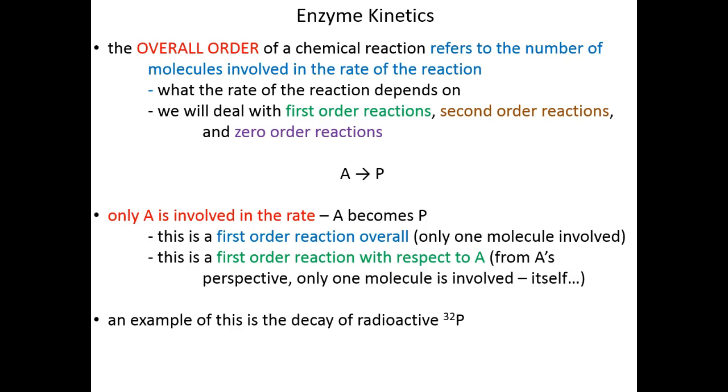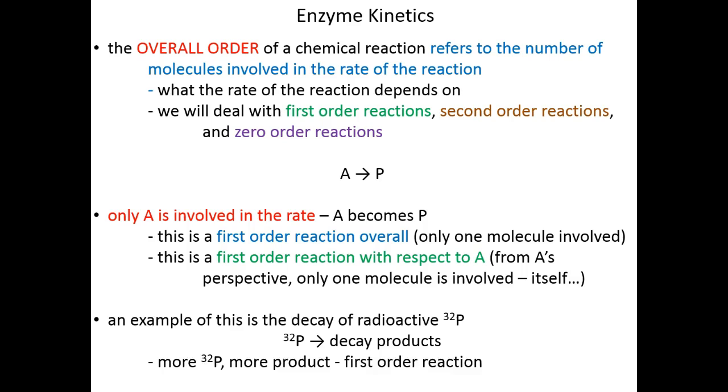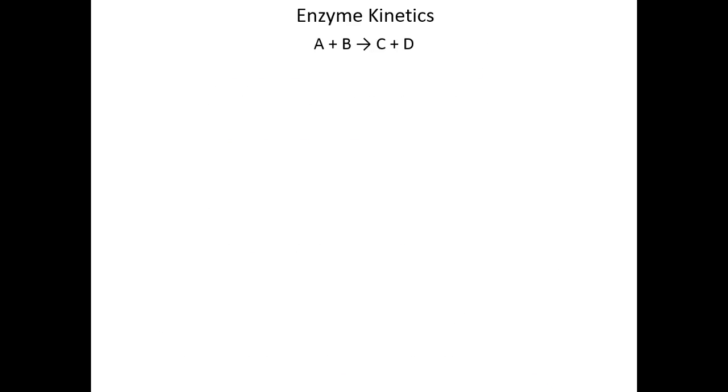An example of this, a real-world example of this, is the decay of any radioactive isotope. We can use P32 as an example. If you have more P32 around, then you get more decay products. If you get less P32 around, you get less radioactive decay. This is a first-order reaction. The only thing controlling how quickly and how much radioactive decay you get is how much P32 you have on hand. Let's move to our second example.